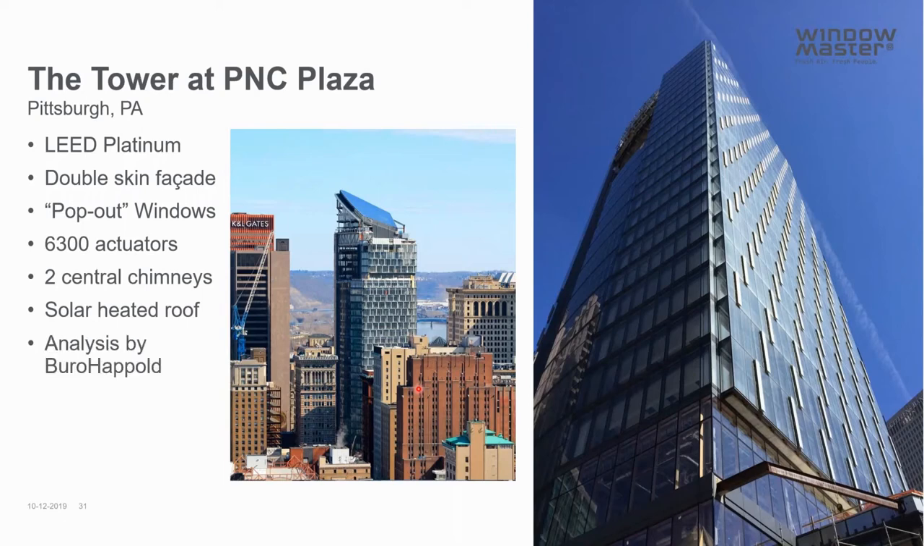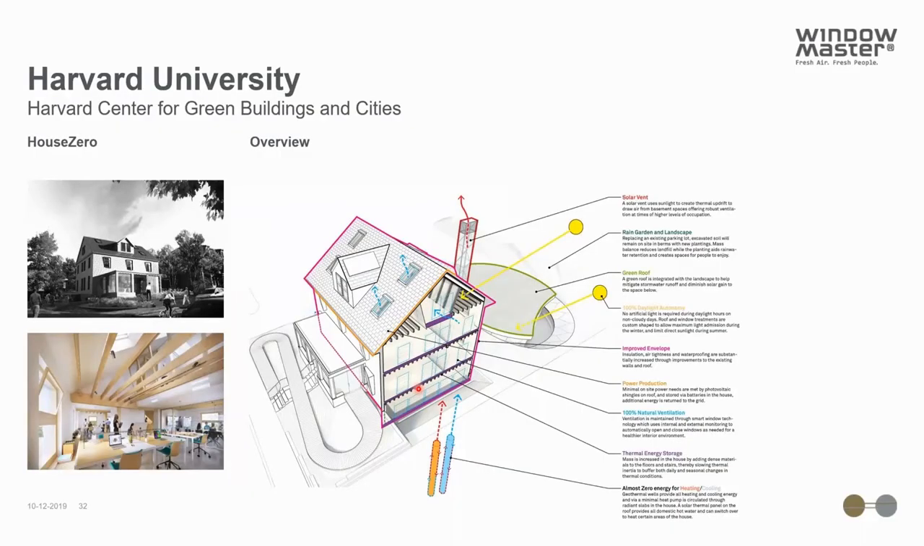The analysis of this building was made by Burro Happold, so they created the whole design with the solar driven chimneys, and it's a really impressive work. It resulted in a natural ventilation potential where the natural ventilation could be used 45% of the time in this building, which is a really great result for this type of building. Very impressive.